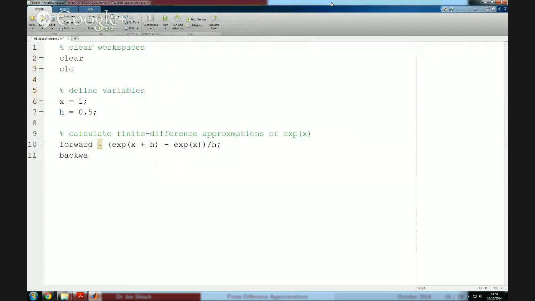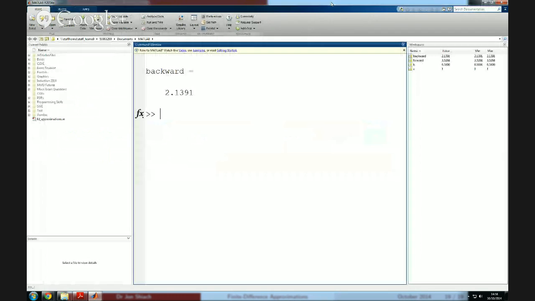Let's calculate the backward difference. So there's a backward difference. Instead of going forward, we take e to the x and e to the x minus h. Run that. 2.1391. So it's still not very good. We're looking for 2.7818. What about central?